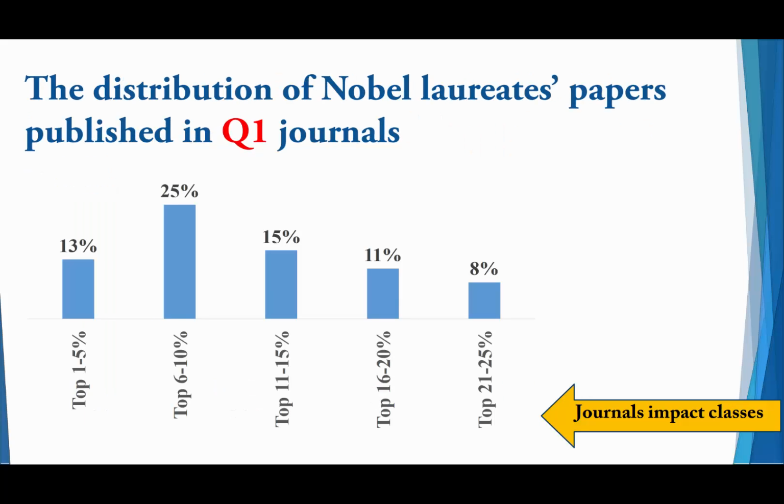The Nobel Prize winners published about 13% of their papers in the top 1 to 5% journals. They also published about 25% of their papers in the top 6 to 10% journals. So, about 38% of their papers were published in the top 1 to 10% journals.